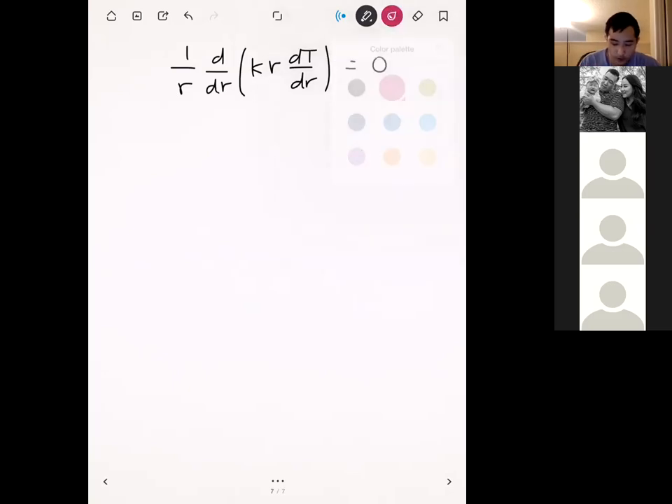Let's go ahead and get rolling. If we assume there's no generation, our starting point is the heat equation: 1 over r d/dr of K times r dT/dr is equal to 0. This is a little more complicated than our Cartesian case because we have some extra r's floating around. The first thing we're going to do is factor out K from this derivative.